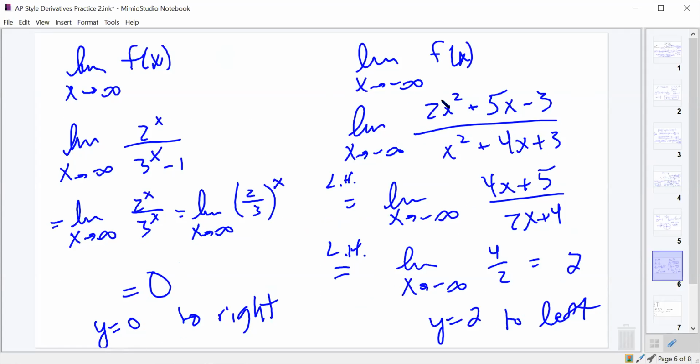You could factor out an x squared and cancel them and have 2 plus 5 over x minus 3 over x squared, etc. Or you could divide everything by x squared, or you could use L'Hopital's rule. Any of those are fine, but you can't just use the rule. They're always going to want a justification for it. Okay, thank you. Yep.